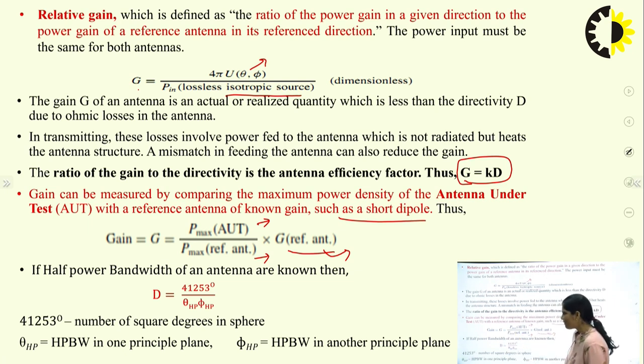So, if the half power beamwidths of an antenna are known, then you can find out directivity is equal to 41253 square degrees upon theta HP times phi HP. So this is also a formula. By this formula also you can find out the directivity. So theta HP is what? This is the half power beamwidth in one principal plane, and phi is in another principal plane.